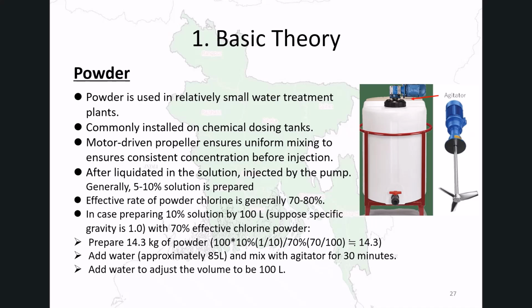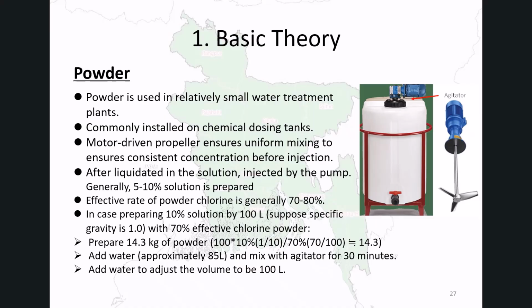The example here shows how to prepare a 10% solution in a 100-liter tank when the powder has 70% effective chlorine. Here is a simple example for the calculation of the 10% chlorine solution made from 70% effective chlorine powder. First, multiply 100 liters by the target concentration of 10%. Then, divide that number by 70% of the effective concentration of chlorine powder. As a result, you will figure out that 14.3 kilograms of powder is required.